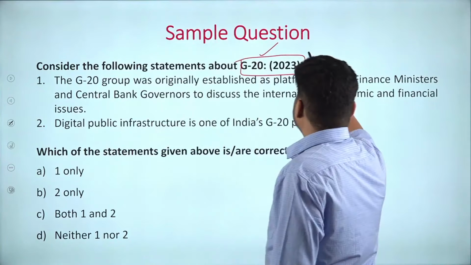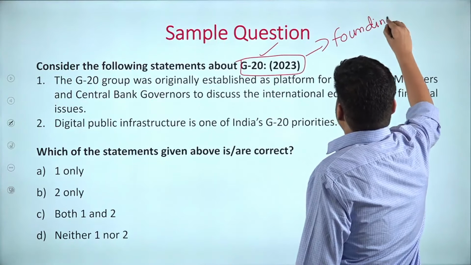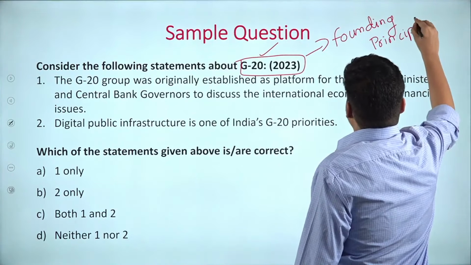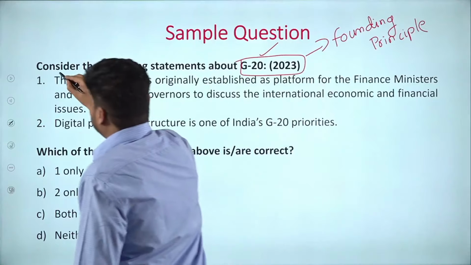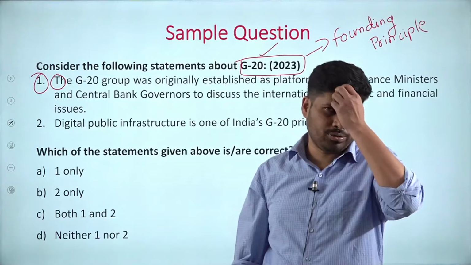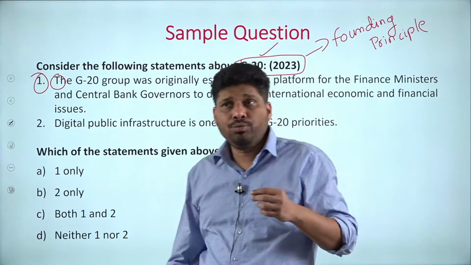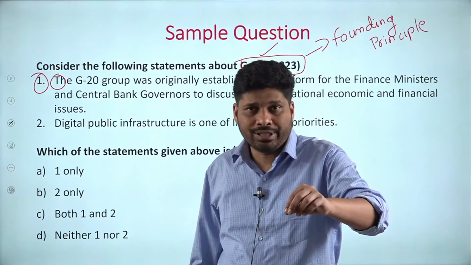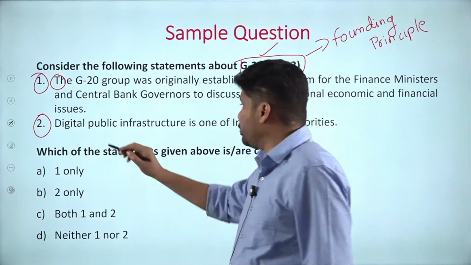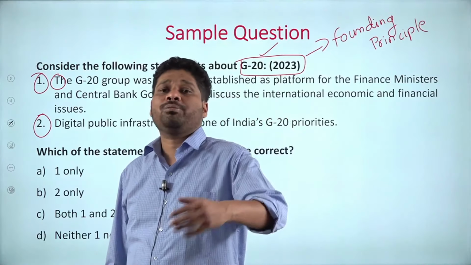First and foremost, the founding principle or objective, which has become one of the planks of the question, one of the statements of the question. The second statement is more related to contemporary events, that is, the orientation of India towards digital public infrastructure.